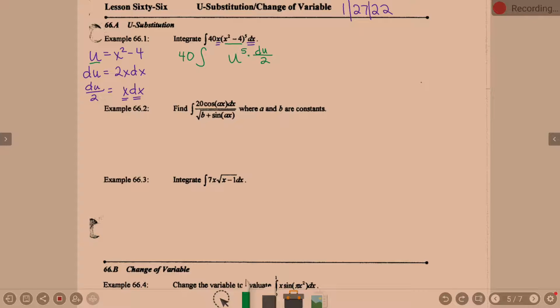So that is u to the 5th times du over 2. Can you feel confident that everything got replaced? Everything has something representing it. That's what you need to make sure of every time.